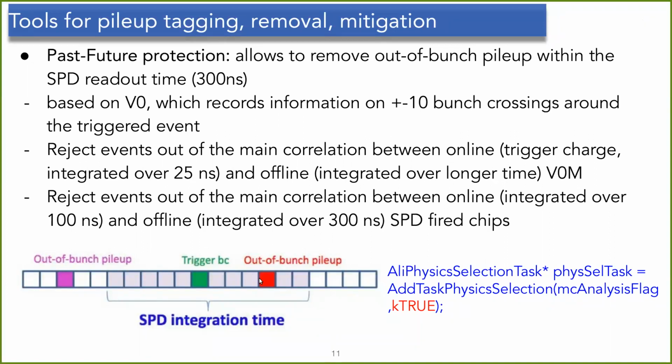that will give you pileup, and you can reject this pileup using AliPhysicsSelection, where we reject it by using the information of the V0 detector and some correlation between the V0 and the SPD. So you need to remember, when you do your analysis, you need to put this second argument, kTRUE, in AddTaskPhysicsSelection in order to remove this out-of-bunch pileup in the SPD integration region.